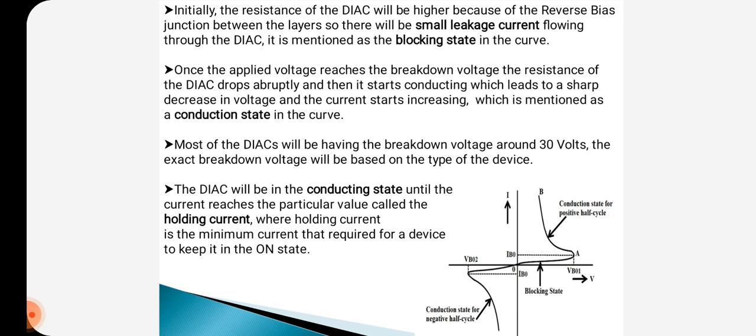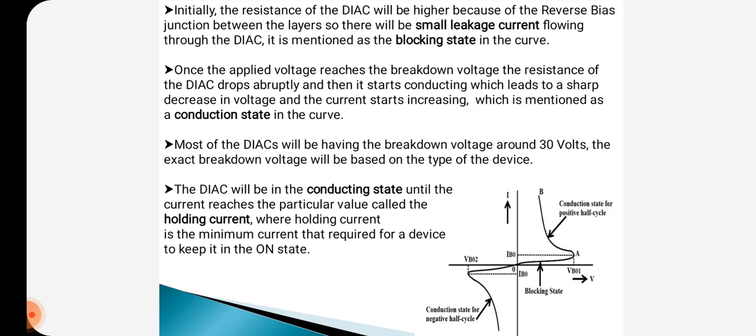This is the IV characteristics of DIAC. Initially, the resistance of DIAC will be higher because the junction between the layers is reverse biased, so there will be a small leakage current flowing through the DIAC. It is mentioned as the blocking state in the curve. Then the conduction state. Once the applied voltage reaches the breakdown voltage, the resistance of the DIAC drops abruptly and it starts conducting, which leads to a sharp decrease in voltage and the current starts increasing, which is mentioned as the conduction state.